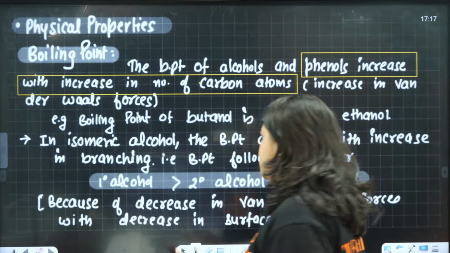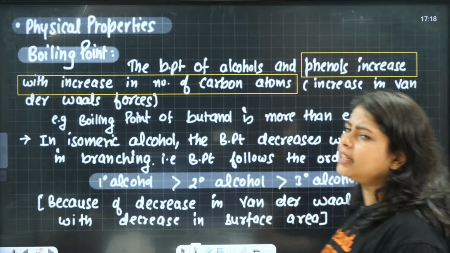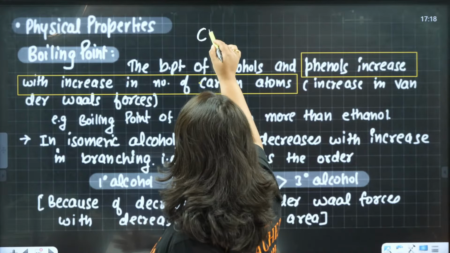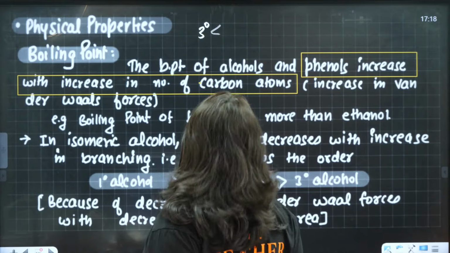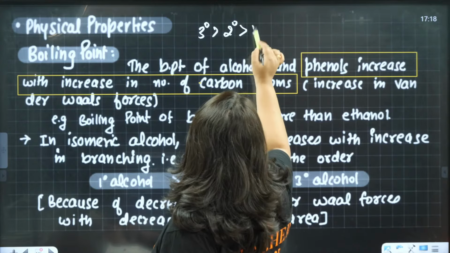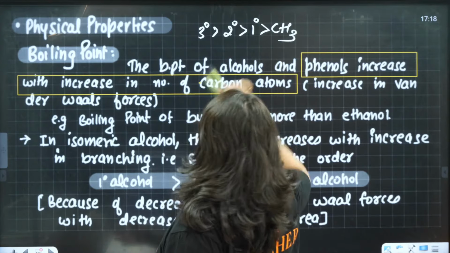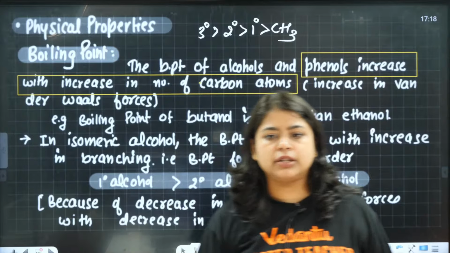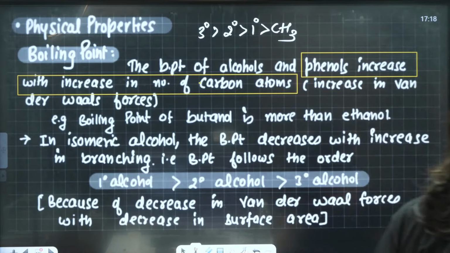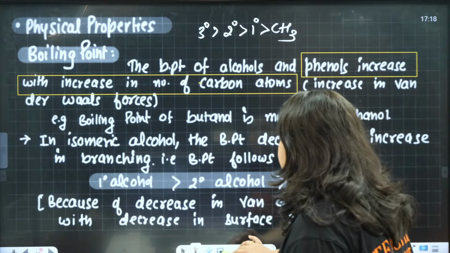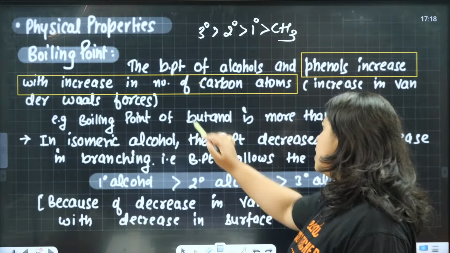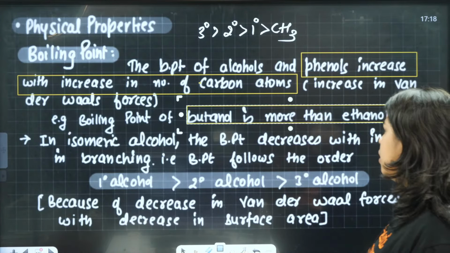Here only it is written, see, primary alcohol, or else you can write it in this way also. First tertiary, then secondary, then primary, and then CH3. So first it is going to come, what? Tertiary, then secondary, then afterwards the primary. Next comes the example: the boiling point of butanol is more than the ethanol. You can take this example also, that is, butanol is more than the ethanol.